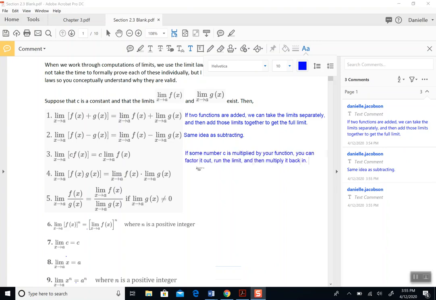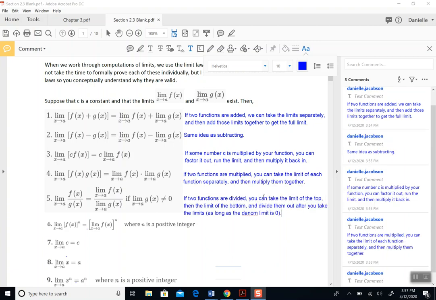All right, next concept is similar to addition and subtraction. If you have two limits multiplied, you can take the limit separately and then just multiply that final answer together. Okay, the same concept goes for if you have two functions divided. So if you have two functions divided, you can just take the limit of the top, the limit of the bottom, and then divide your numerical results. The only time this wouldn't work is if your denominator is 0, and that's because you would get something that is undefined.